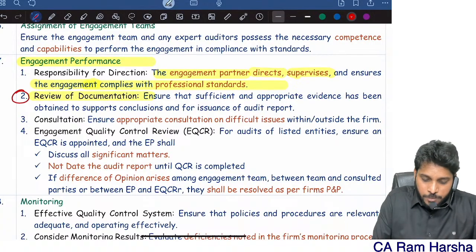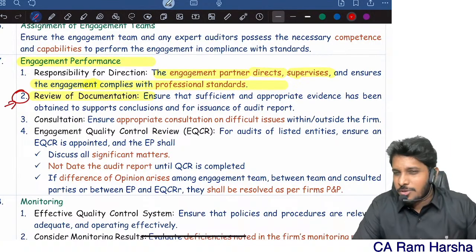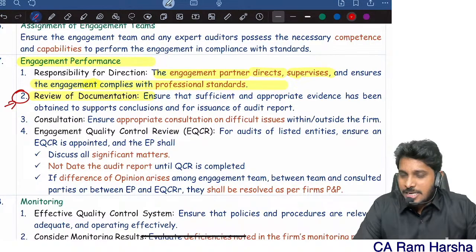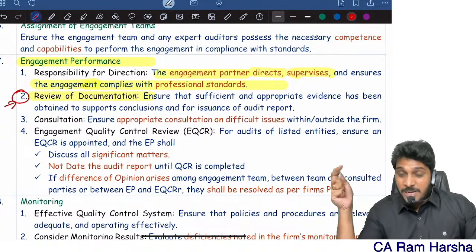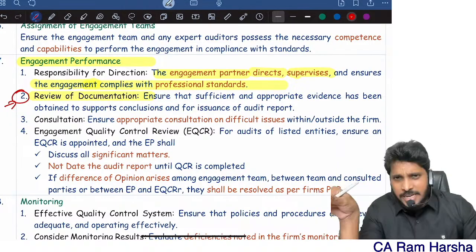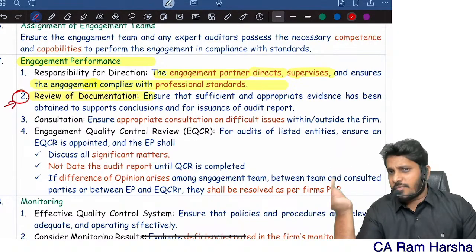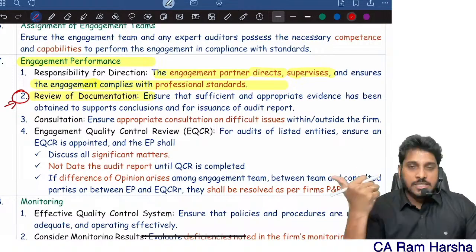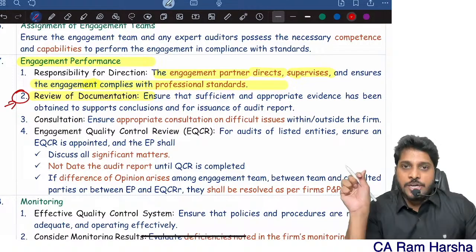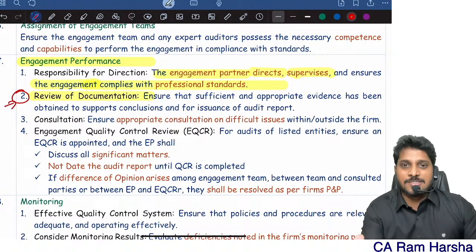Review of documentation. What is this review of documentation? There is one question actually. For example, one partner has completed the entire work, and only signing the audit report is pending. He decides to sign the next day because it's a good day. For example, he dies. Another partner, since the work was already completed, signs the audit report and issues it. Is there anything wrong? Yes.